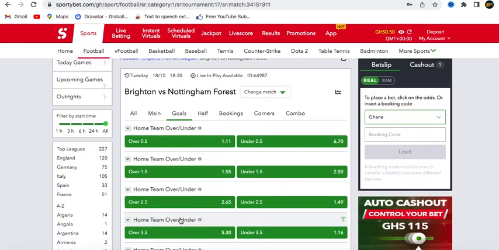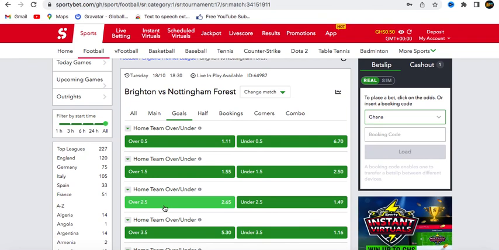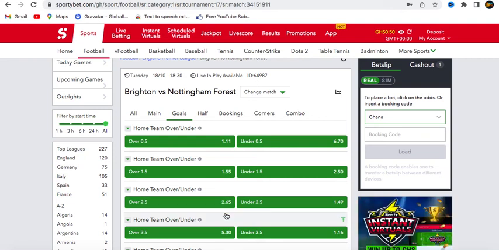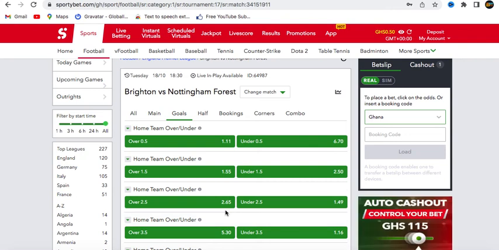And the home team to score 3 goals, that is over 2.5, is very hard to happen. You can see the odds is ranging from 2.65, so it is very hard to happen, as we are expecting the odds to be under 2 odds. The odds must be under 2 odds.